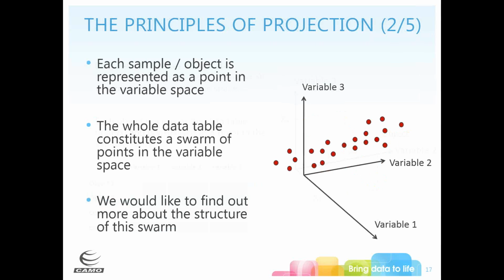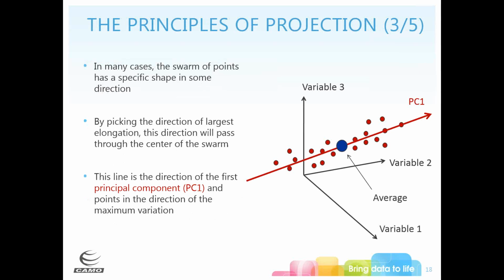Now we do that for all of the points, and we see that they fall into this space here. The whole data table makes a swarm of points in this original variable space. What we really care about is the structure of this entire swarm. So we mathematically determine which direction shows the most variability in our data, regardless of what the original variables are. We define this particular vector as principal component 1. This points in the direction of the maximum variation by definition.